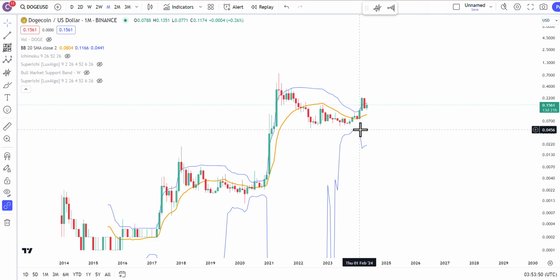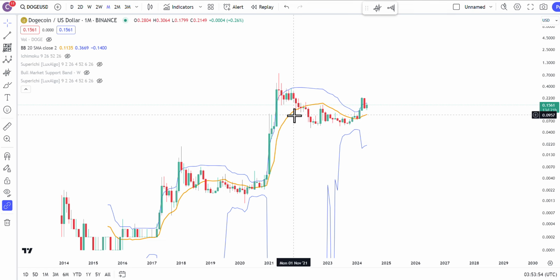Now, personally, I have accumulated all throughout down here, less than 10 cents, for quite some time. I've also continued to accumulate as price went back and did a little bit of a back test of this level around here, around 13 cents, 14 cents. I've accumulated around here as well. I'm done accumulating. Whatever happens, happens.